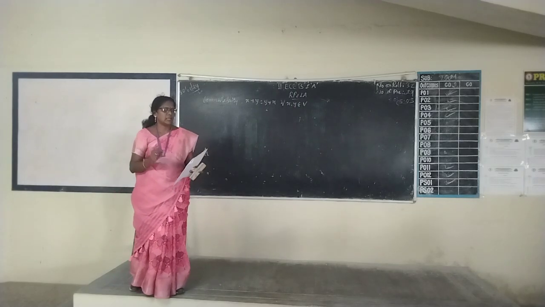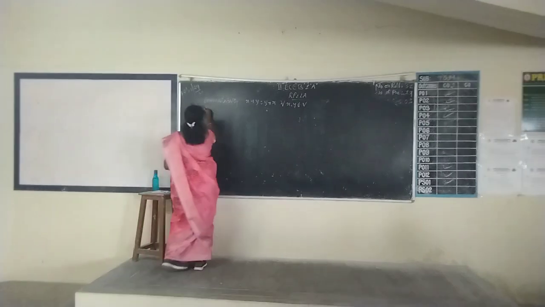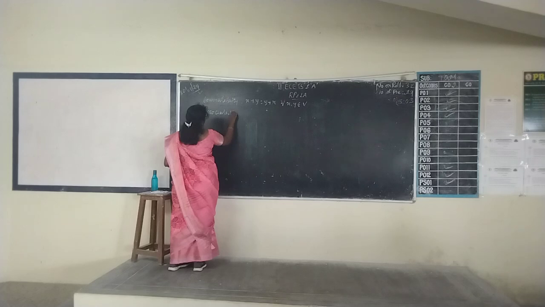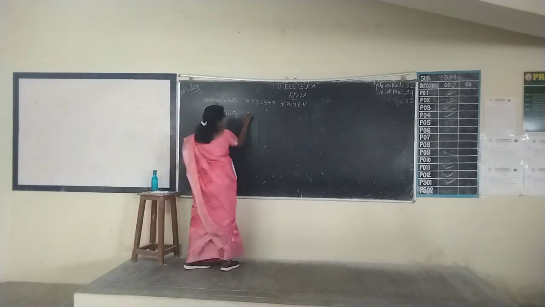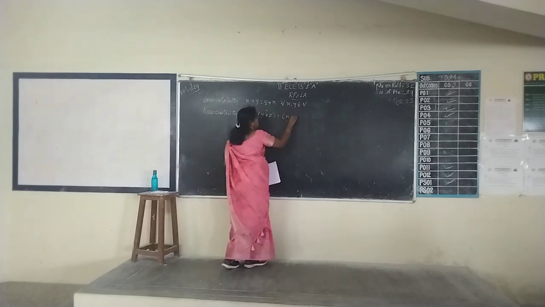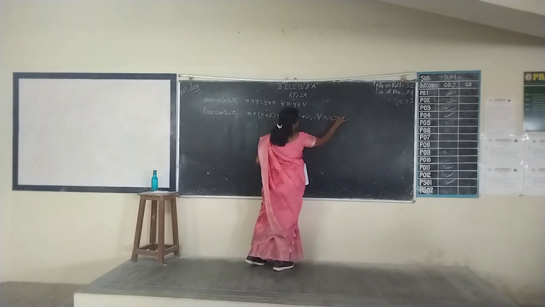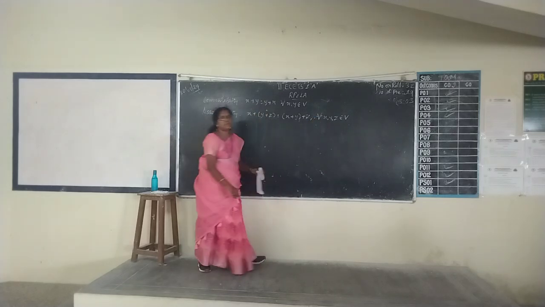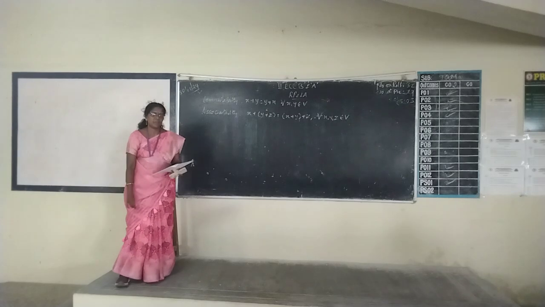Second one, associativity: x plus y plus z is equal to x plus y plus z (with brackets grouping) for all x, y, z belonging to V. The meaning of this symbol is for all.